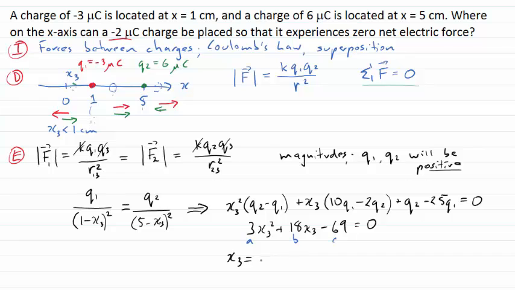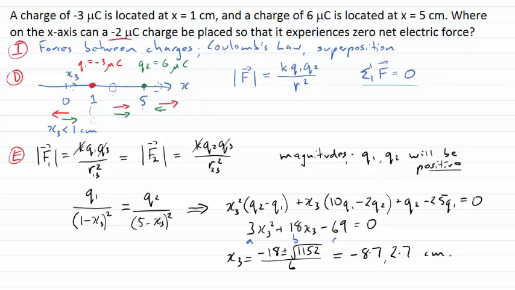x3 will equal minus b, so that's minus 18, plus or minus the square root of b squared minus 4 times a times c. And when I do 18 squared minus 4 times 3 times negative 69, I get 1152, all divided by 2 times a, which in this case will be 6. And so when I do that calculation, I find two answers. I find minus 8.7 and I find 2.7, and they'll both be in units of centimeters, as I mentioned before.